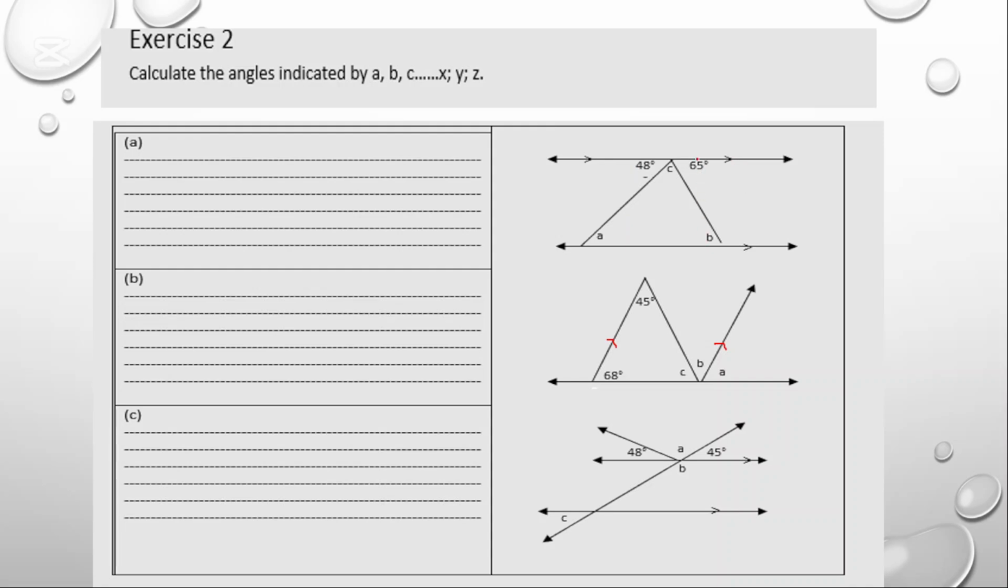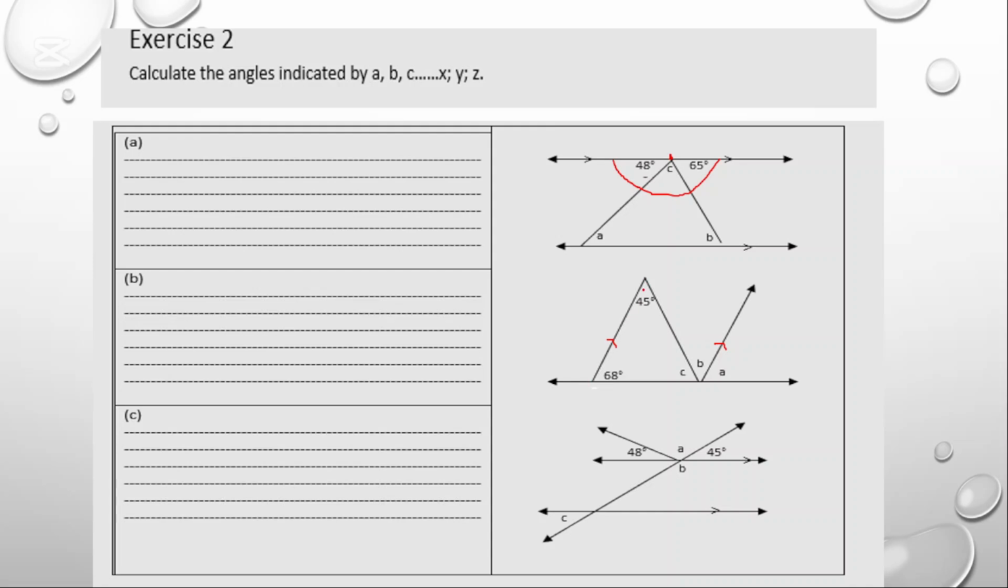65 and B, do they form a pair? Yes, they are also alternate interior angles. So B must be 65. Then C, do we have a common vertex? We have 3 adjacent angles on this straight line. 48 and C, they are adjacent. C and 65, they are adjacent. Common vertex, and we know to get C, we must subtract 48 and 65 from 180. We look at this one here.